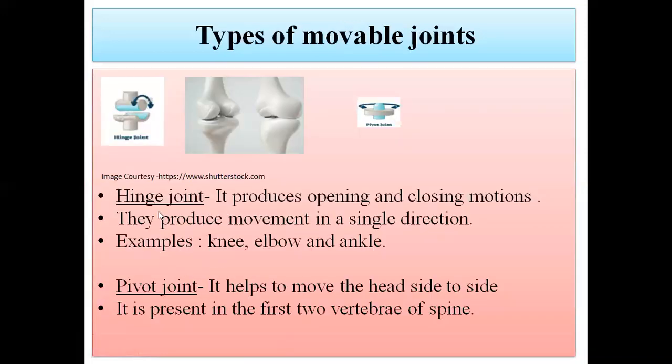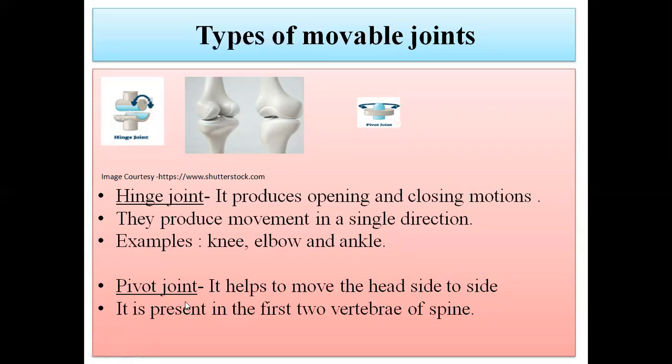Children, you can see here the hinge joint. It produces opening and closing motions. They produce movement in a single direction. The examples are knee, elbow, and ankle. So the joints in this region are called hinge joints, and they can produce movement in only one direction. The symmetry is shown here. This is the hinge joint present in the knee region, elbow region, and ankle region.